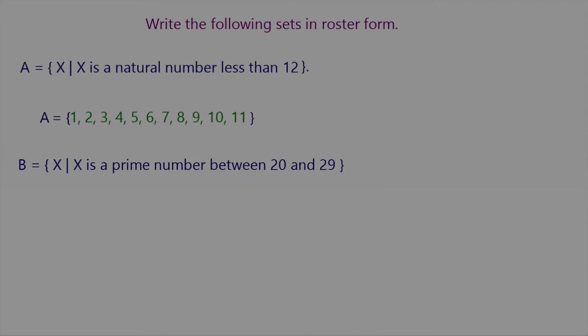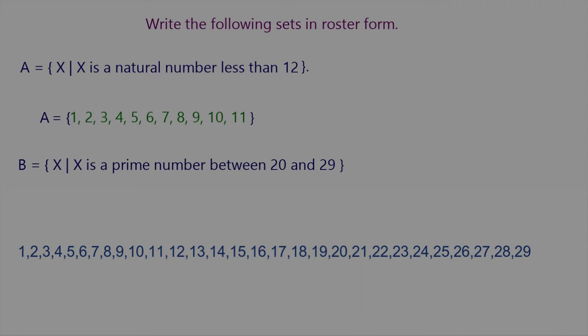Let's do this next one for set B. x is a prime number between 20 and 29. Remember, prime numbers are simply numbers that can only be divided by themselves and 1. If you try dividing a prime number by any other number, you will get decimals. Observe while I display these natural numbers from 1 to 29 on the screen and identify which prime number is between 20 and 29. The only prime number between 20 and 29 is 23. So we can write B equals 23 between brackets.